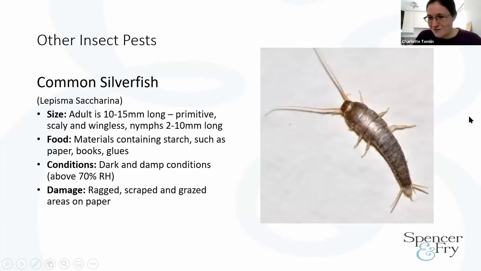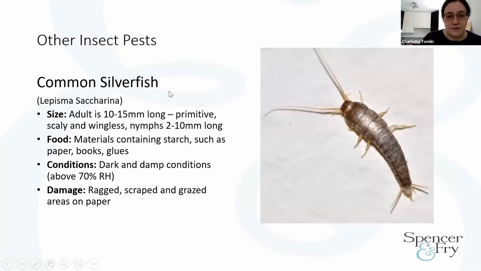So I promise you the identification section is nearly over. We can nearly have a breather. But I just want to go over a couple more pests. So these are pests that don't fit under beetles, don't fit under moths. They're just other insect pests that can affect museum collections.